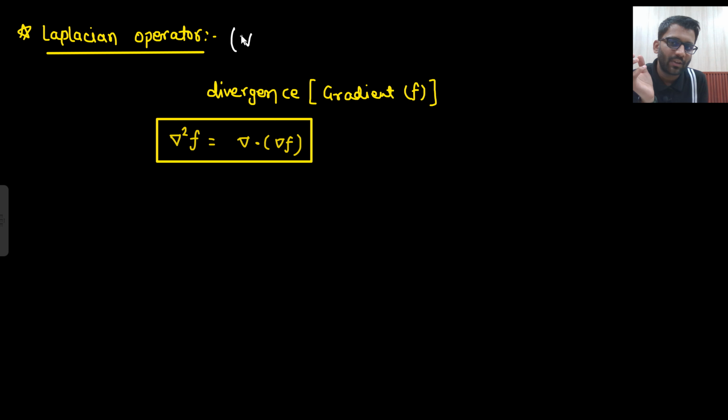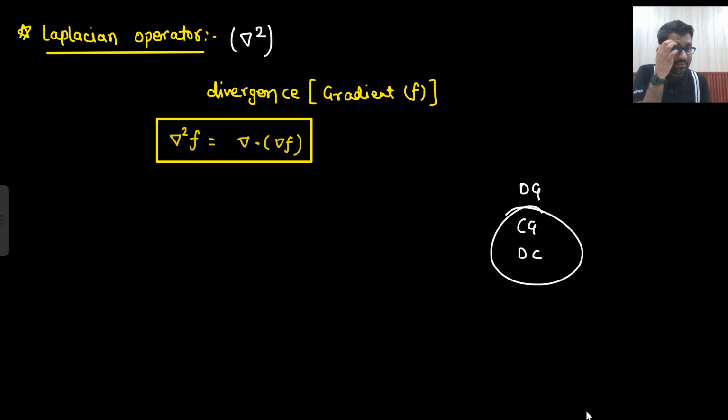So what is your Laplacian operator? This is your Laplacian operator, del square. In some derivations it will be used, but it will never be asked in your examination. So in this chapter you need to remember three terms. What all are the terms? DG, CG and DC.